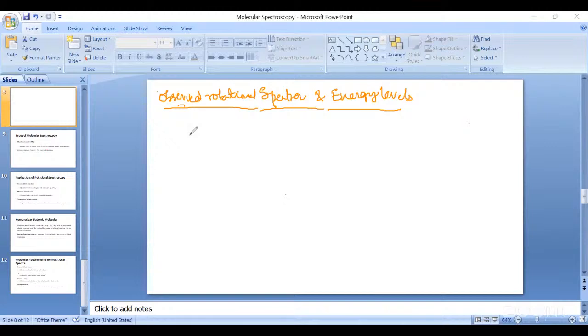In terms of wave number, the energy equation can be written as F of j, which equals E by hc. Which equals, as we have already derived, h by 8 pi square Ic into j into j plus 1.